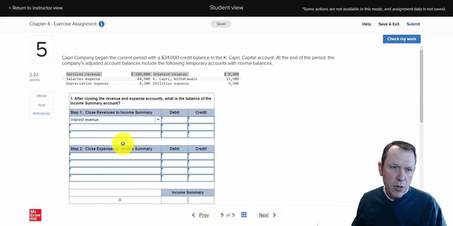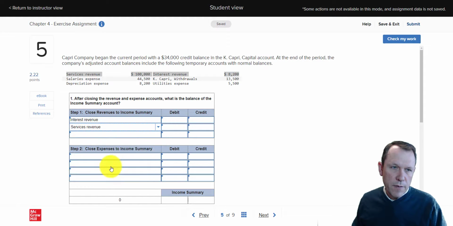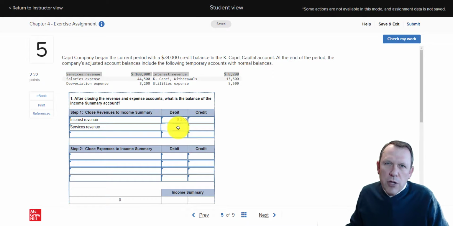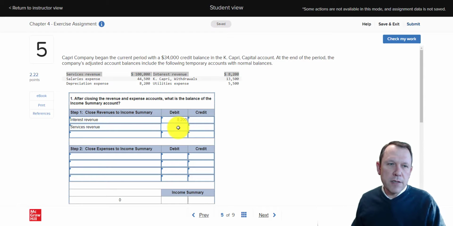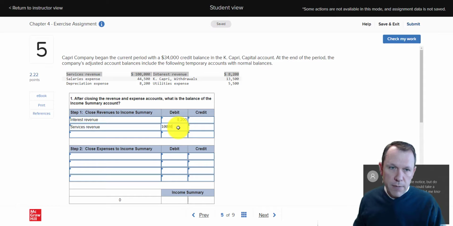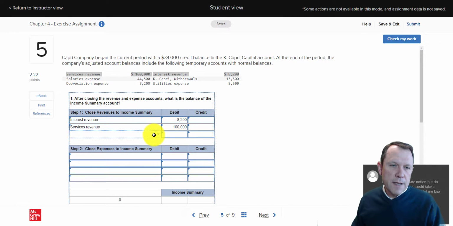We're going to have 2 revenue accounts we'll put up here. Let's put our 2 in here. Let's see, one more is going to be services. There we go. Interest and services. So it's a credit balance currently, so we need to debit it for $8,200, and that'll close it. That'll zero the account out. That's basically what closing is, we're zeroing it out. We're not going to have any balance in it. And so the services revenue again, $100,000, all right? Credit balance right here, so we're going to close it with a debit of $100,000.